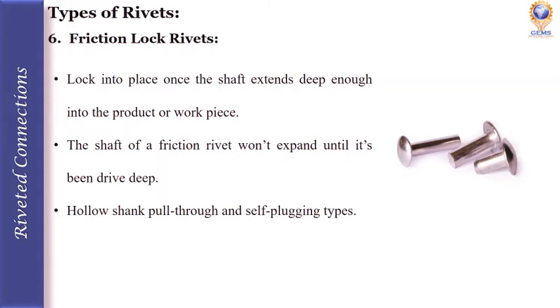First one, hollow shank pull-through, and second, self-plugging type. The pull-through type is no longer common. However, the self-plugging cherry friction lock rivet is still used for repairing light aircraft.